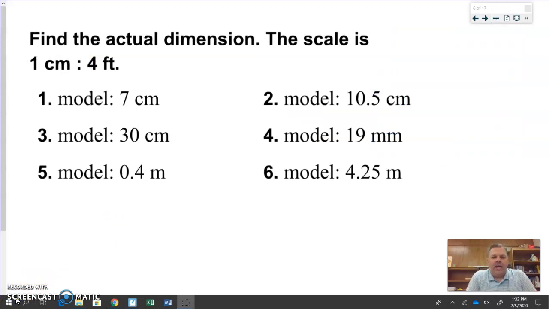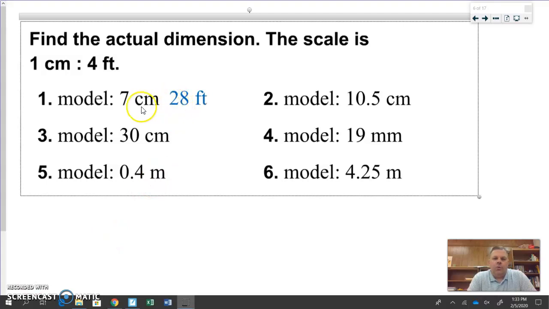Your job now is to find the actual dimension. Our scale is 1 centimeter to 4 feet. If we have 7 centimeters, that would mean we have 7 times 4, which would give us 28 feet. Please try number 2, 3, 4, 5, and 6. Pause the video and allow students to try this on their own this time.